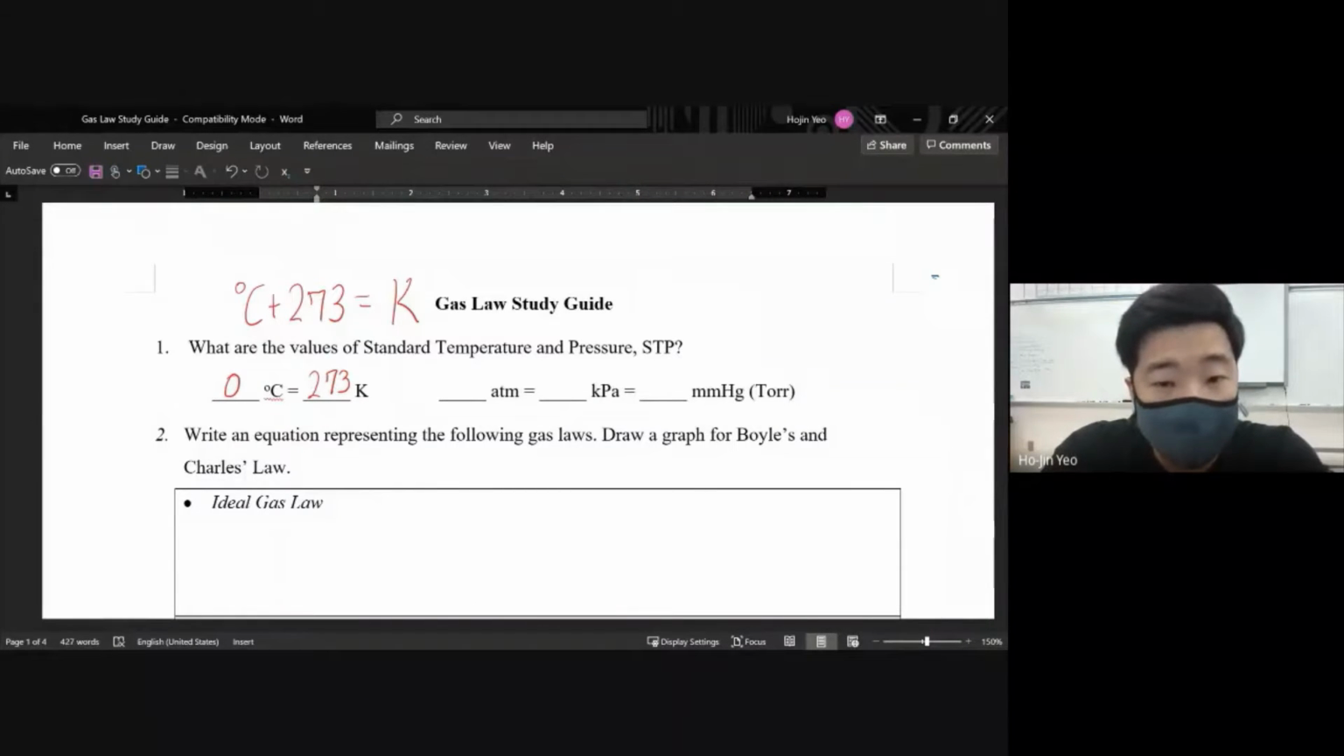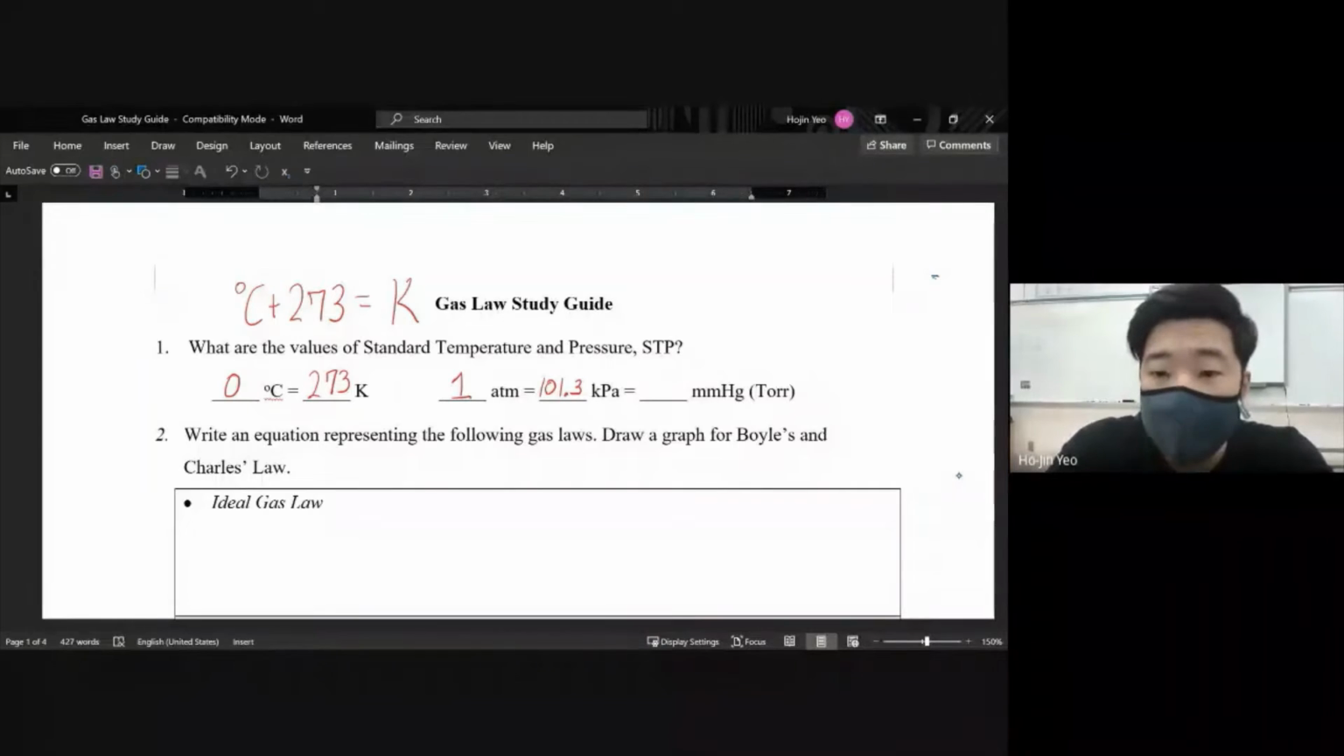Now, for a standardized pressure, that is when you have one ATM. Within one ATM, we have 101.3 kPa and 760 millimeters of mercury or torr. So these are the STPs that you need to know when you're solving questions using the gas law equations.